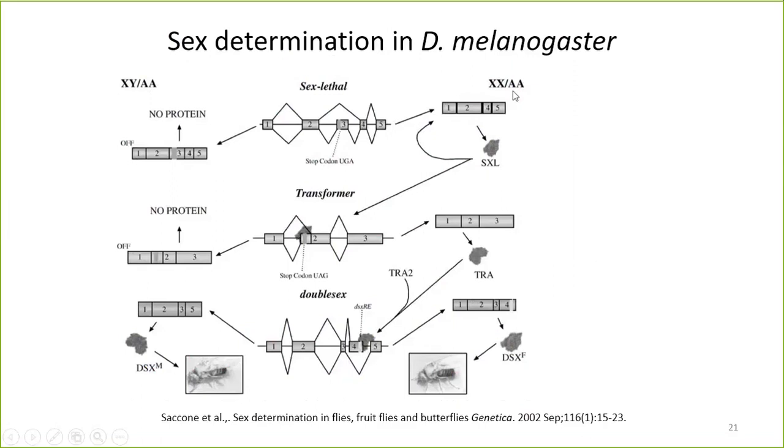So basically, the XX chromosomes enable the transcription of a transcription factor that will regulate its own, maintain its own synthesis, but also regulate the splicing of its own transcript, such that in the males, where you have the XY chromosomes, they will include a stop point here in exon 3, while in the females they will completely exclude exon 3 because of this Sex lethal protein.